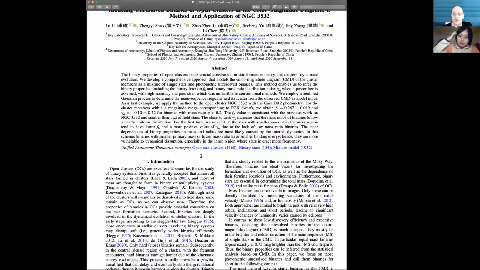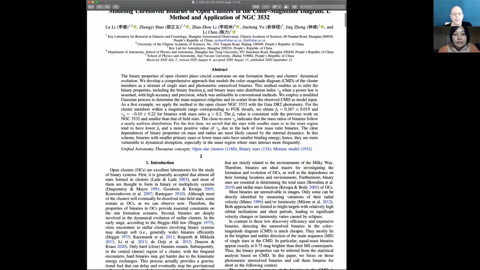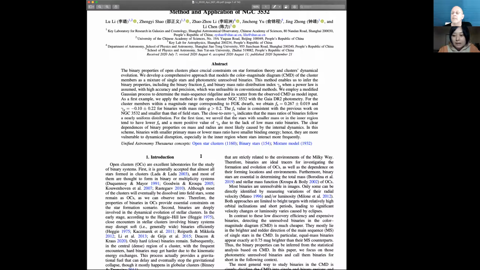So where did you do these observations, or were these observations already done? The observation data came from Gaia data release 2. Yeah, we use the photometric data. Very good.